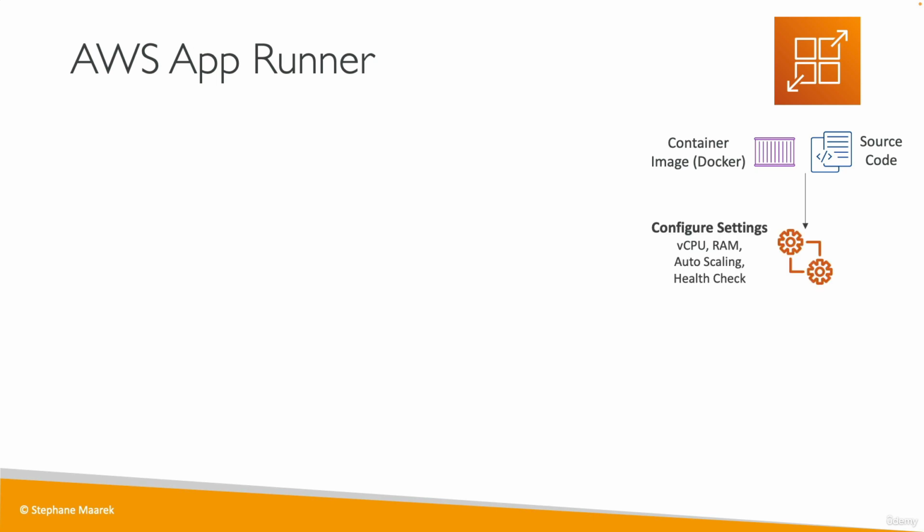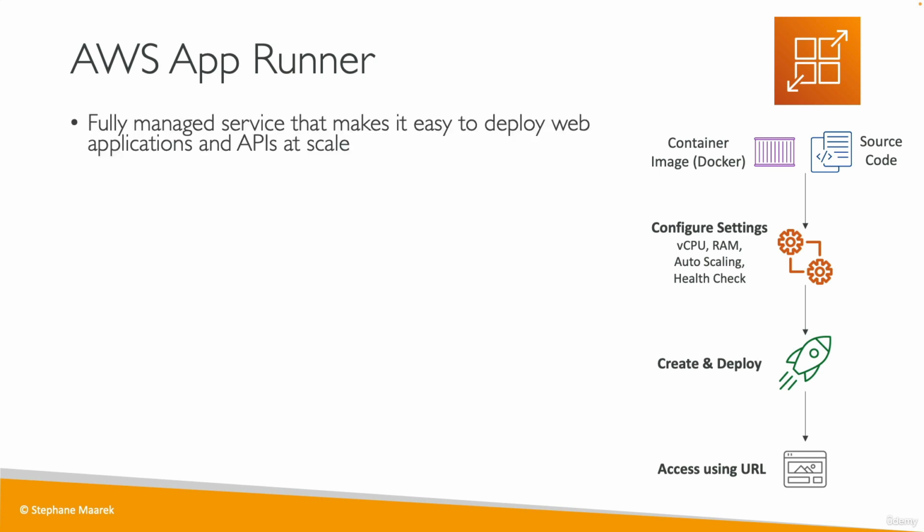The way you do so is that you configure the settings of how you want to run your code or how you want to run your container image. So you set up number of vCPU, RAM, auto scaling, health checks, and so on. And then in one click, it's created and deployed, and you can access your application using a URL from App Runner itself. So it's a fully managed service that makes it easy to deploy web applications and APIs at scale.